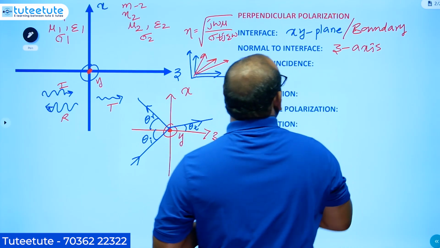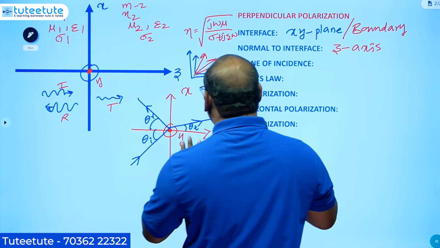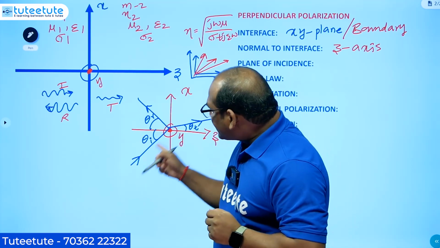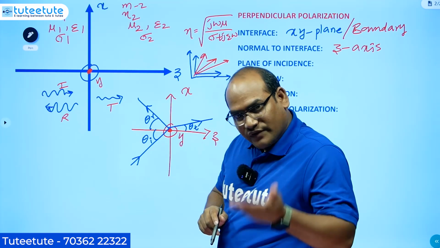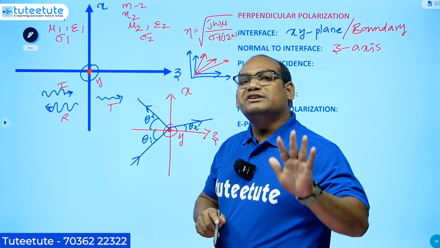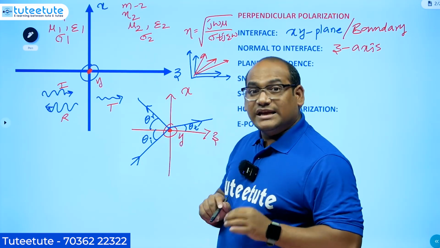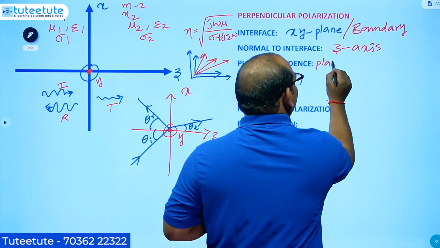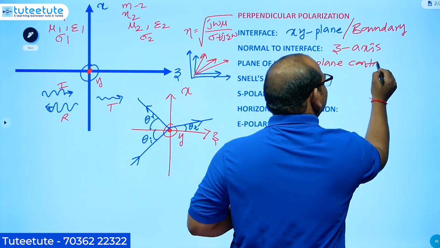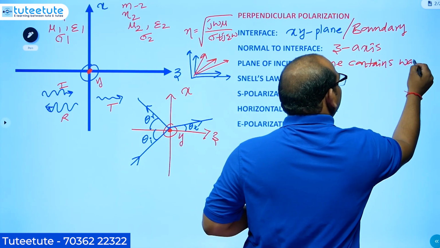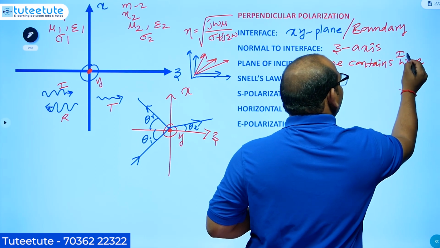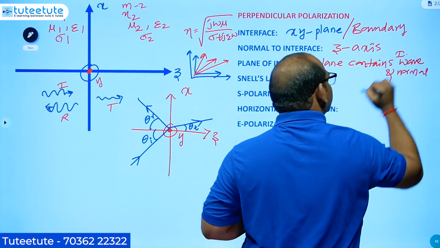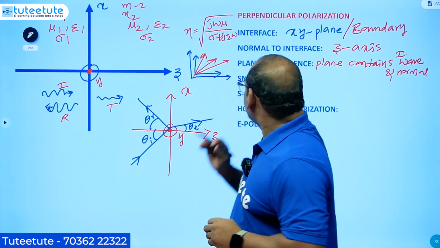Then the plane of incidence. Now see carefully: the plane which contains the incident wave and the normal. These two must be available on the plane. That plane is called the plane of incidence. So the plane of incidence is the plane that contains the incident wave and the normal. These two must be on a single plane so that we can say that is the plane of incidence.